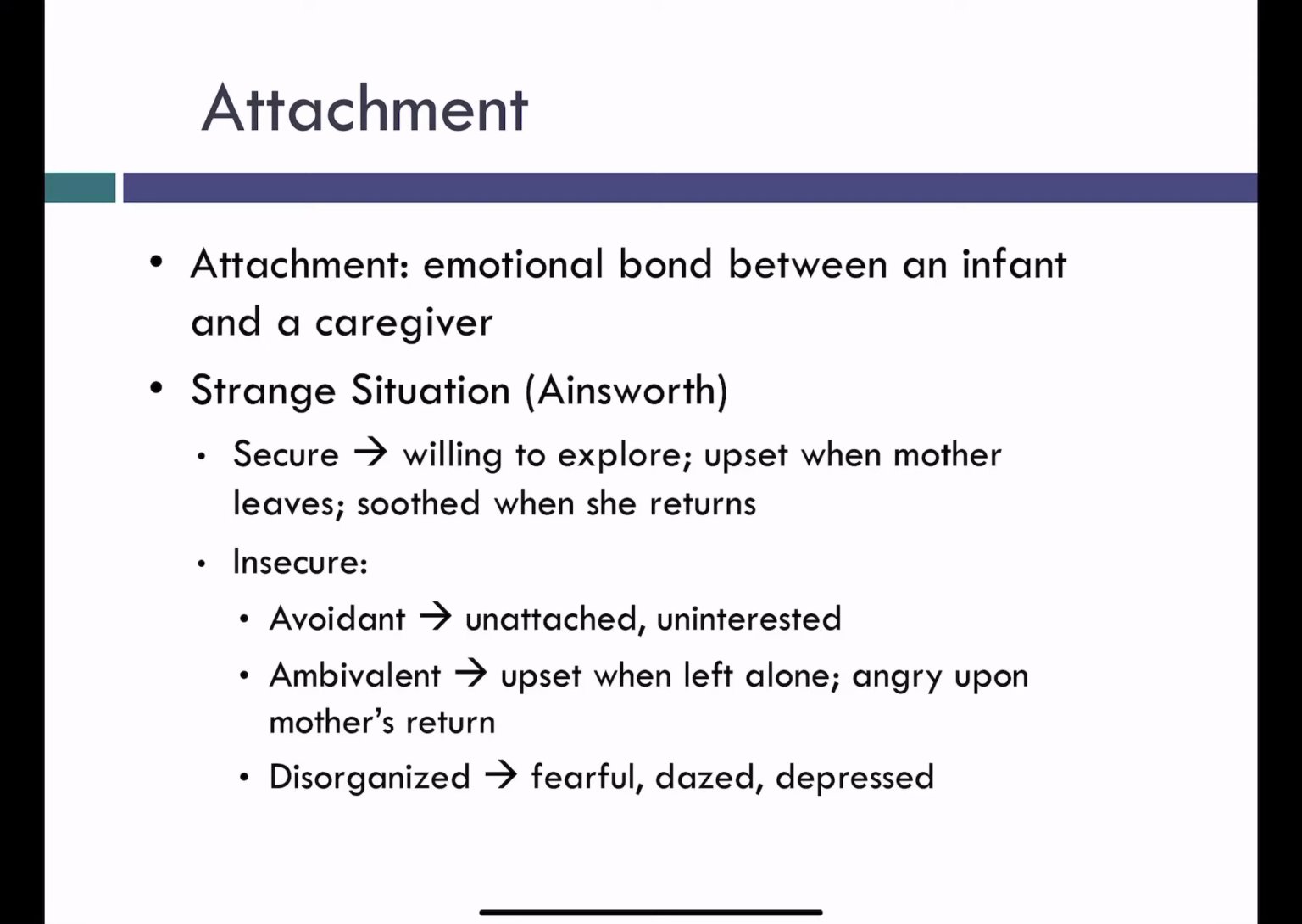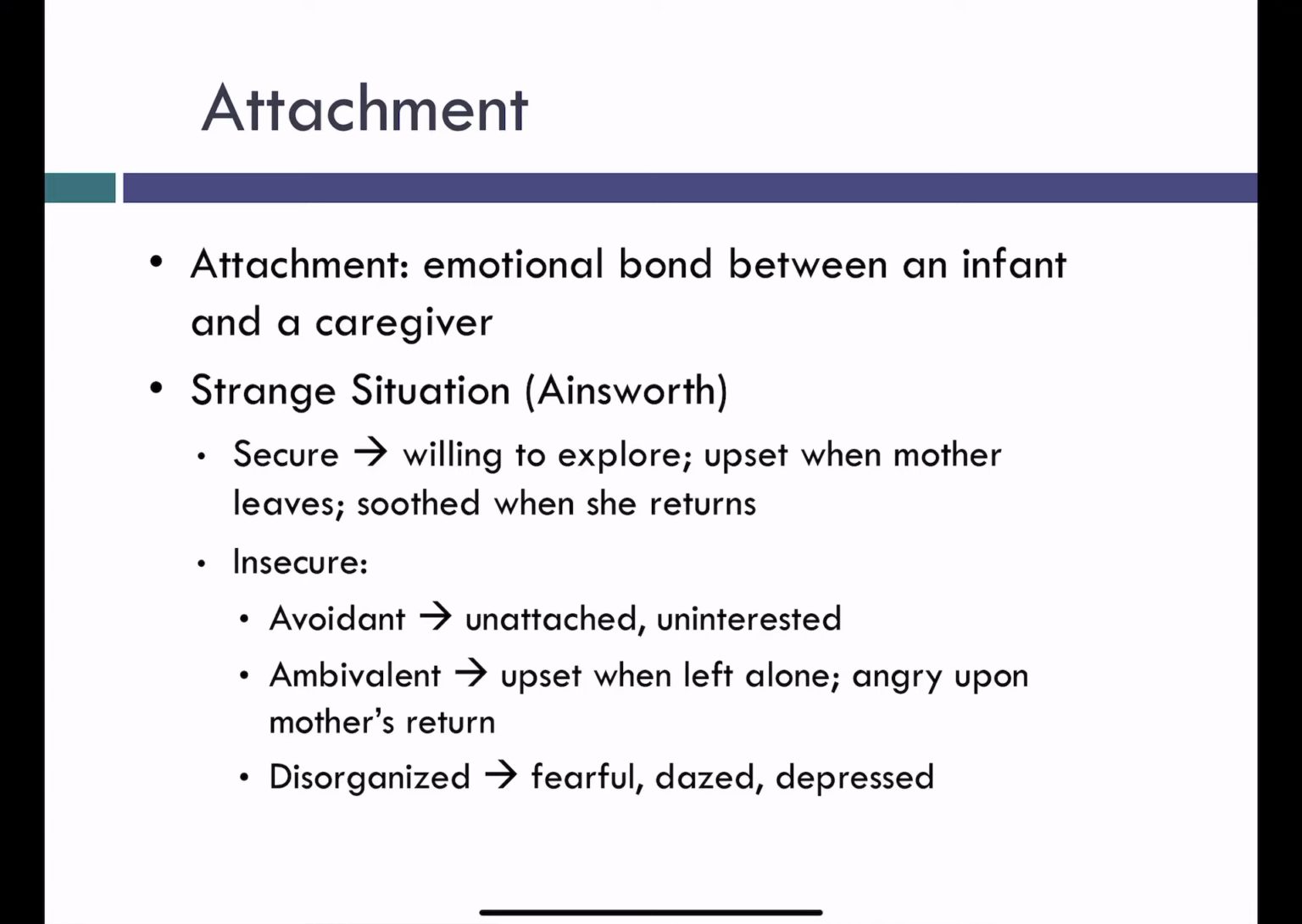In contrast, we don't always find the same thing with kids with insecure attachments. Kids with avoidant attachments tend to seem unattached and uninterested, so they don't spend a lot of time with the parent when they're in there. When the parent leaves, they're not that upset, and when the parent comes back, they don't really want much to do with them. Kids with ambivalent attachments tend to be upset when the mom leaves. But when the mom comes back, even though she's the reason that they're upset, they don't seem to be able to get much comfort from her.